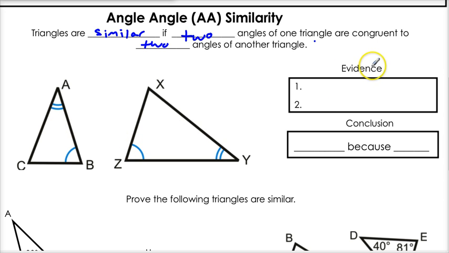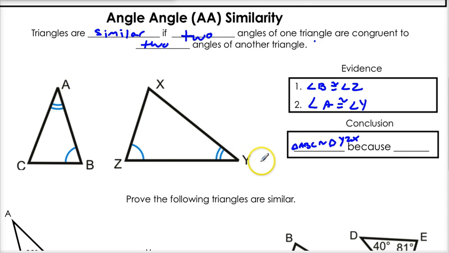So just like we did with our proofs, we're going to write out our evidence. Angle B is congruent to angle Z, and angle A is congruent to angle Y. Because we have these two angles that are congruent to each other, we know that triangle ABC is similar to triangle YZX. And the reason I took a second there is because remember, you have to make sure that you put things in the right order.